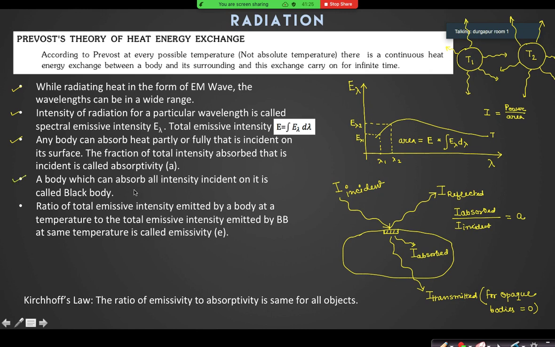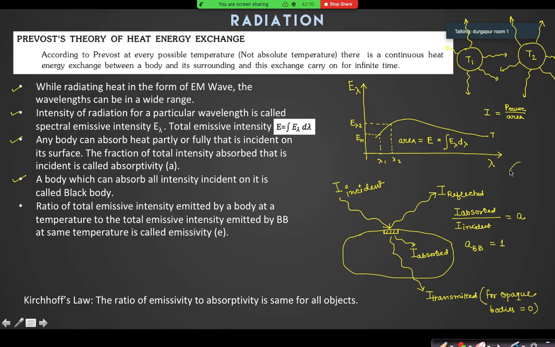Now we are going to look at a particular body which is known as a black body. What is a black body? One which can absorb all the intensity that is incident on it. So what is the absorptivity of a black body? 1. Absorptivity of a black body is equal to 1. It will absorb all the radiation that is incident on it. An ideal black body means ideally it is not possible that it will absorb everything, but theoretically we can assume a few bodies to be black bodies.